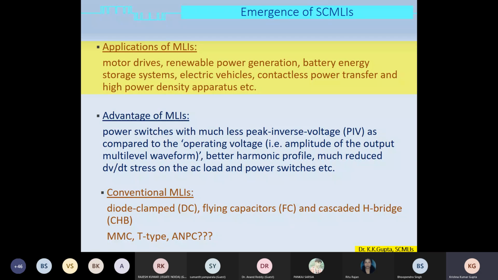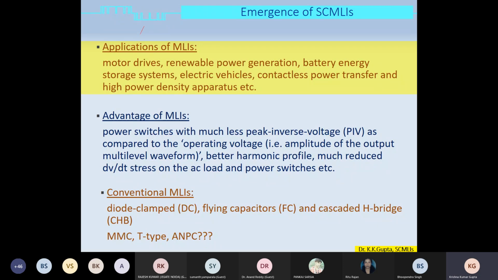Fundamental advantages of multi-level inverters, I'll take only a few minutes on this. The basic advantage is that the voltage rating required of the switches is very low as compared to the overall output obtained from a multi-level inverter. So we use low voltage switches, and we get a waveform with much higher voltage. This is the fundamental advantage of multi-level inverters. Now this is a hardware-based advantage, right?